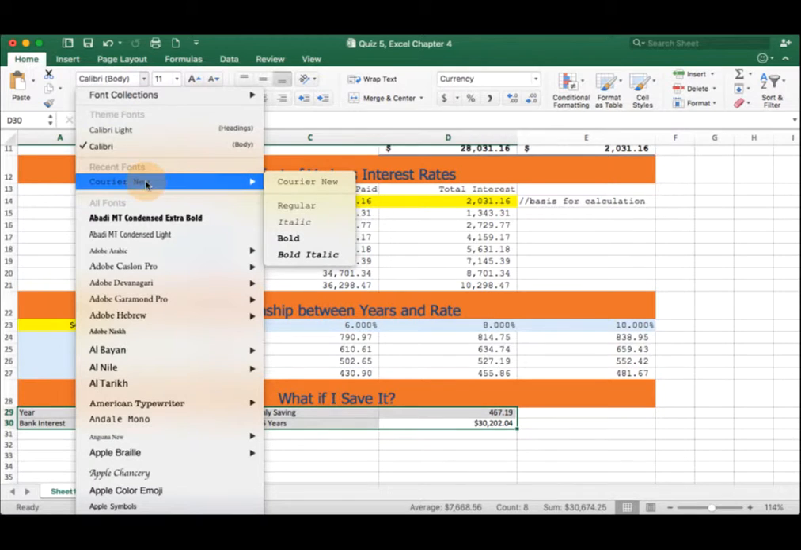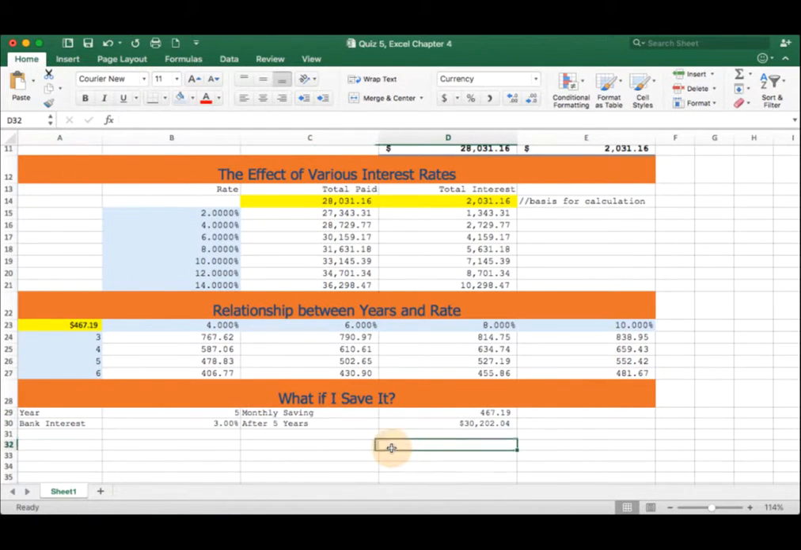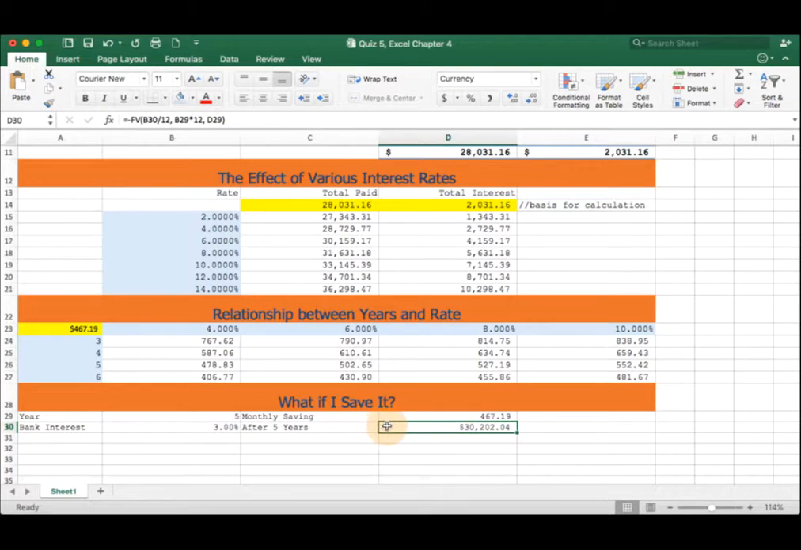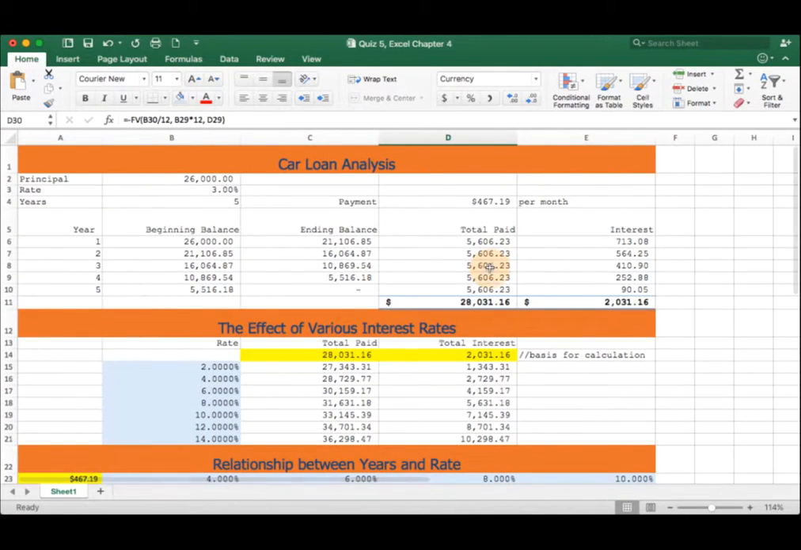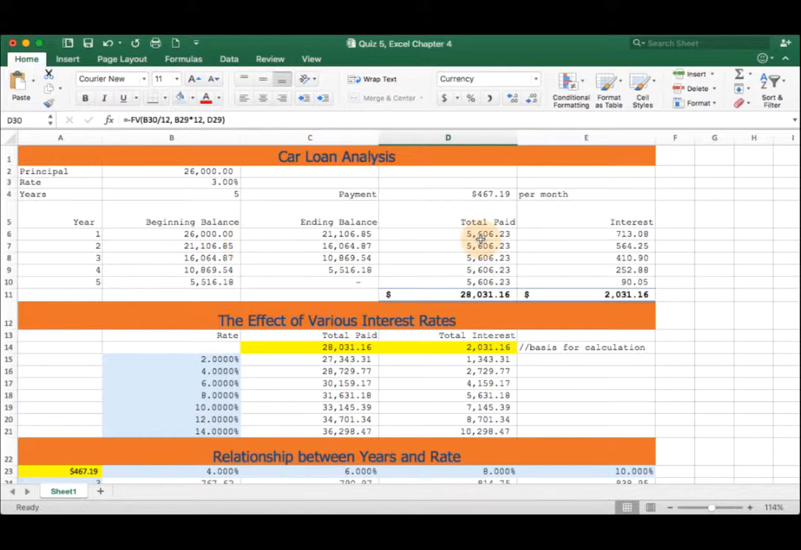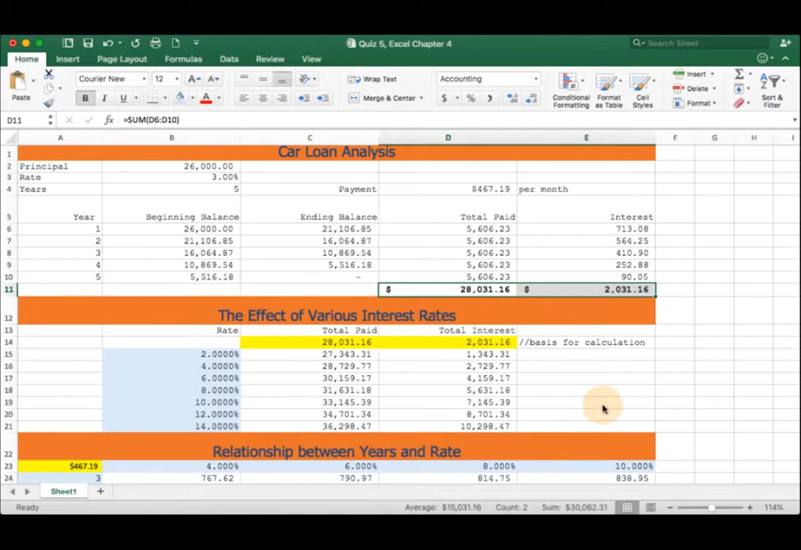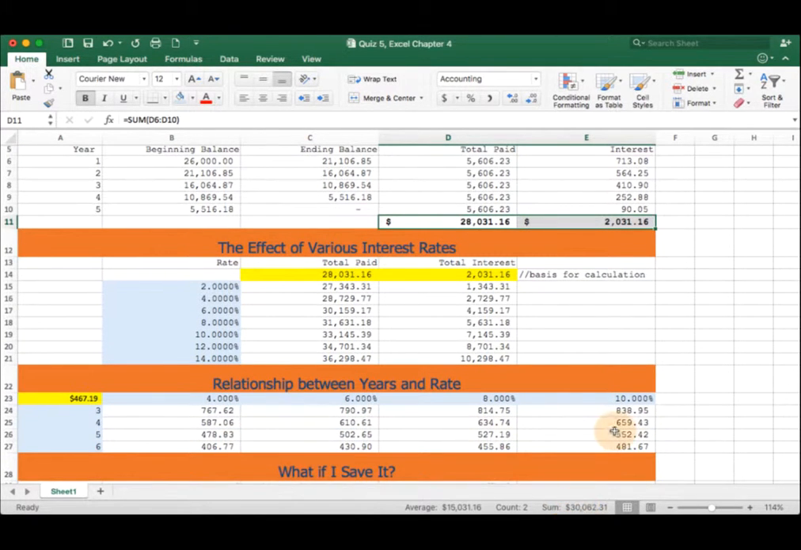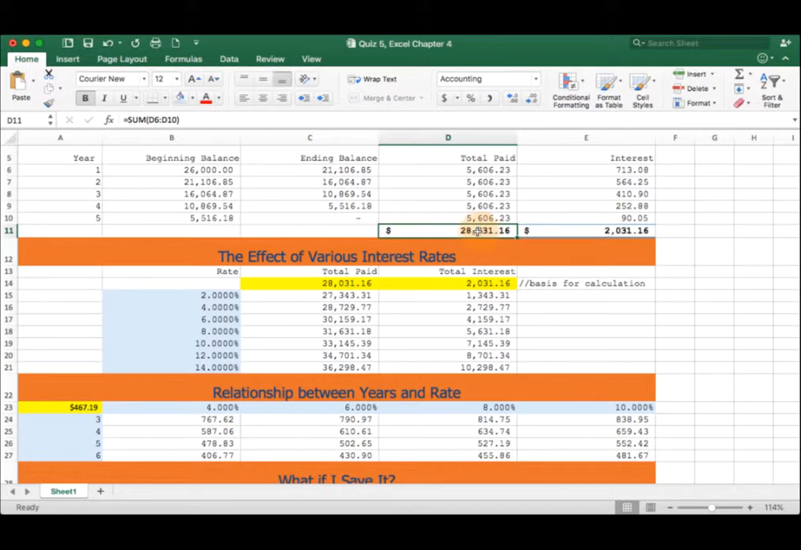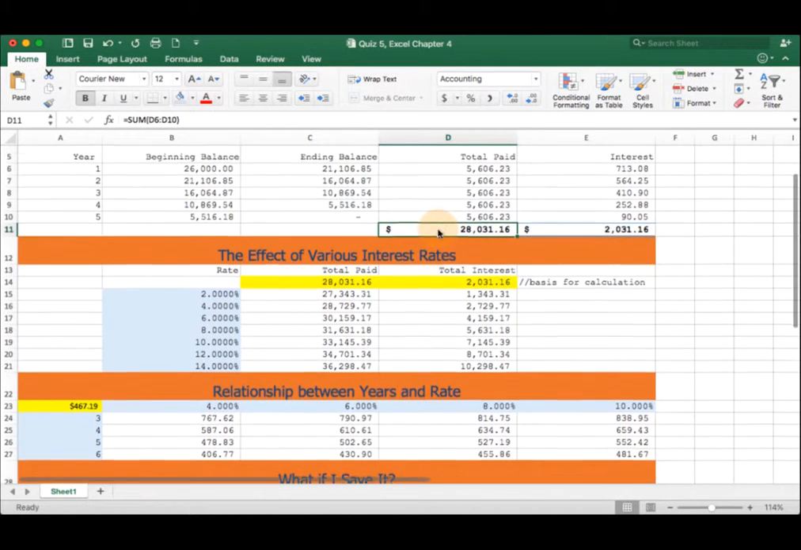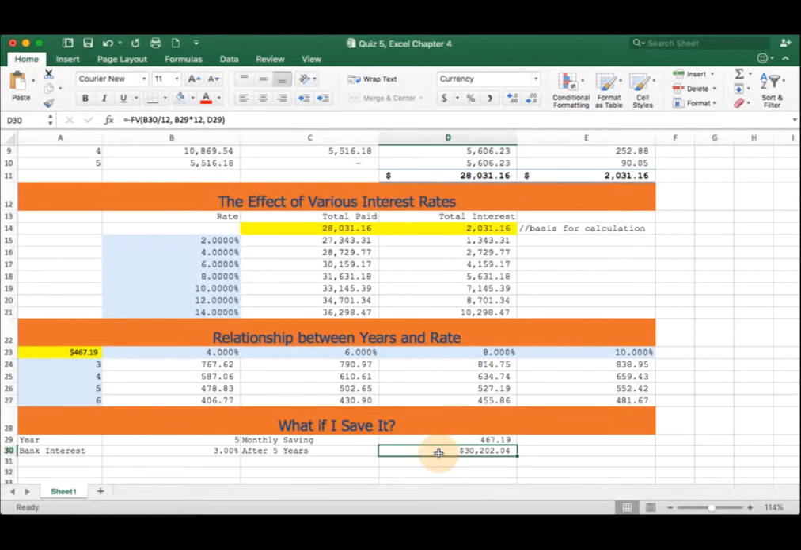Let me correct the font size, font type, regular. Now you compare your saving after 5 years, and your total is actually this. You see the summation amount. This is the total amount of money you paid over the last 5 years, $28,031. But if you compare what happens when you save this money, this will in fact return you a greater amount of money, which is $30,000.